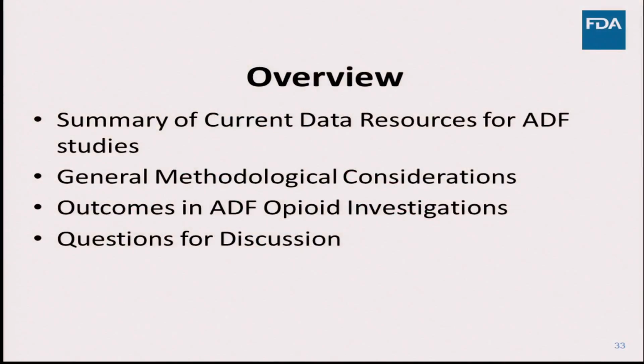So, on to my talk. The talk is broken up roughly into three sections. First, I'm going to give a very high-level summary of the current data resources, including some of the advantages and challenges when one is considering using some of these data resources to do research on ADF opioids. I will briefly touch on some of the general methodological considerations that we hope researchers are going to think about when they are planning these studies. And finally, talk a bit about the outcomes that are of interest to FDA and some of the issues that are around them.